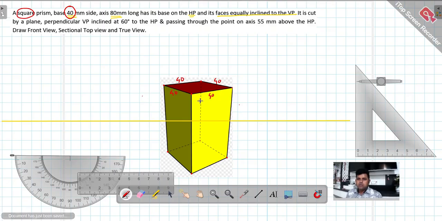As we know, the base and the top of the square prism are the same. All sides are equal, 40. 80 axis is given. Axis is nothing but its vertical height. Okay, so it is 80 given to us. Actually, it is an imaginary line. What is an imaginary line? Axis is the imaginary line.